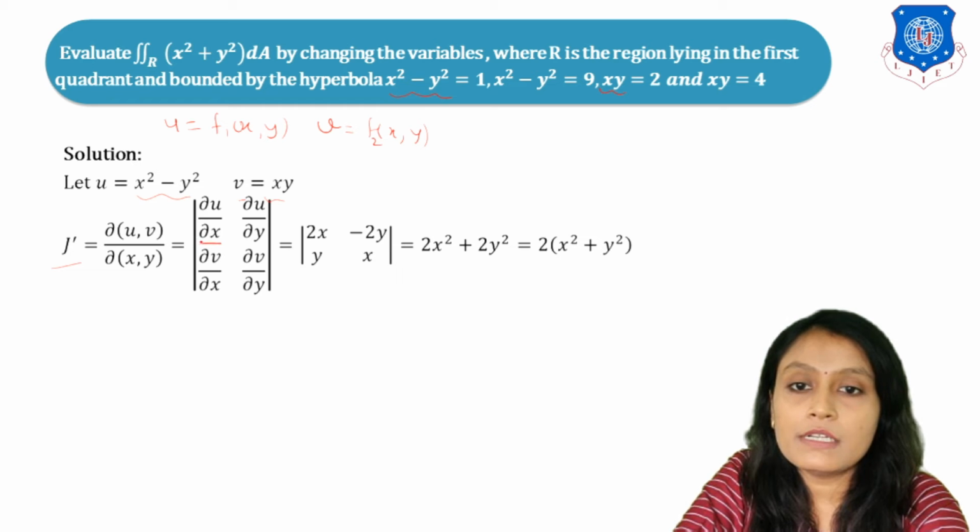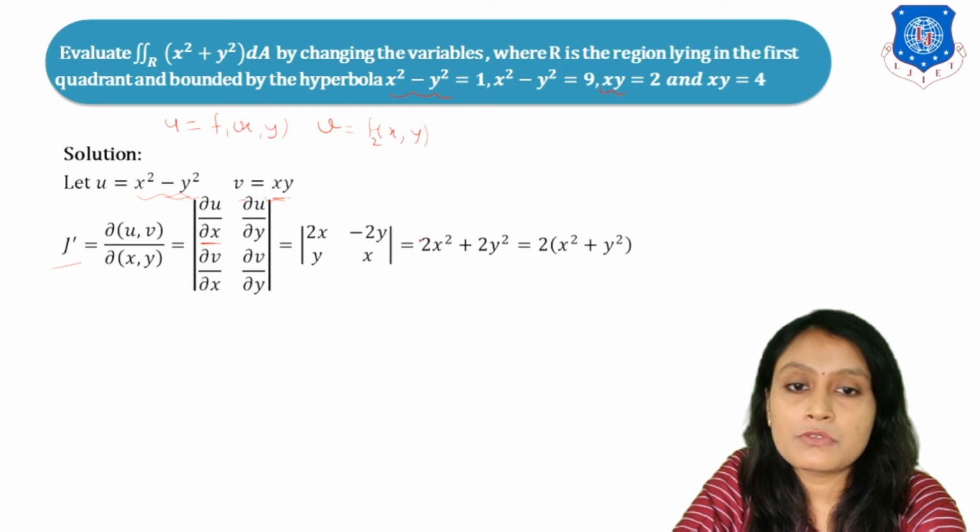Firstly we will take the derivative of u with respect to x and we will keep y constant. So from this you will get 2x. Next, we will find the derivative of u with respect to y keeping x as a constant. So again from this you will get minus 2y. Next we will find the derivative of v with respect to x keeping y as a constant. So you will get here the answer y. And the derivative of v with respect to y keeping x as a constant. So you will get the answer x.